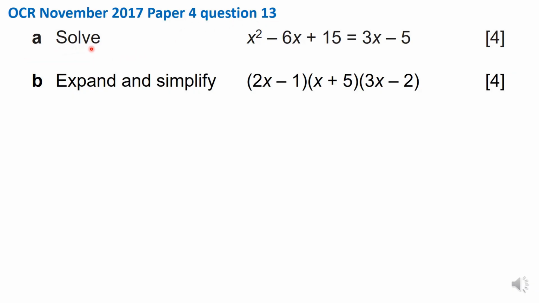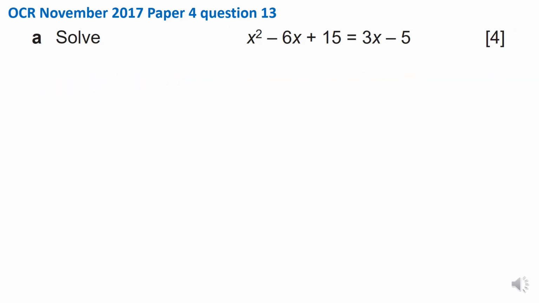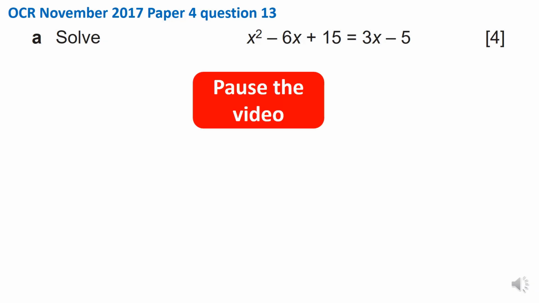Part A says solve x squared minus 6x plus 15 equals 3x minus 5, and it's a 4-mark question. We'll concentrate on part A first. So pause the video, have a go, and then I will go over it.